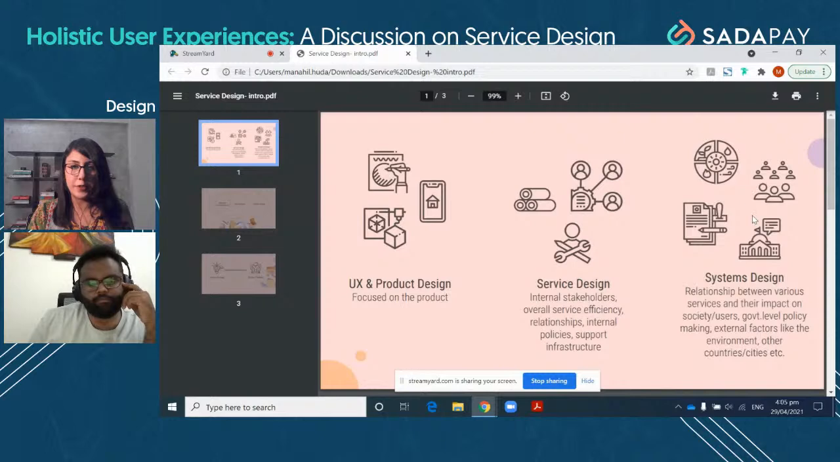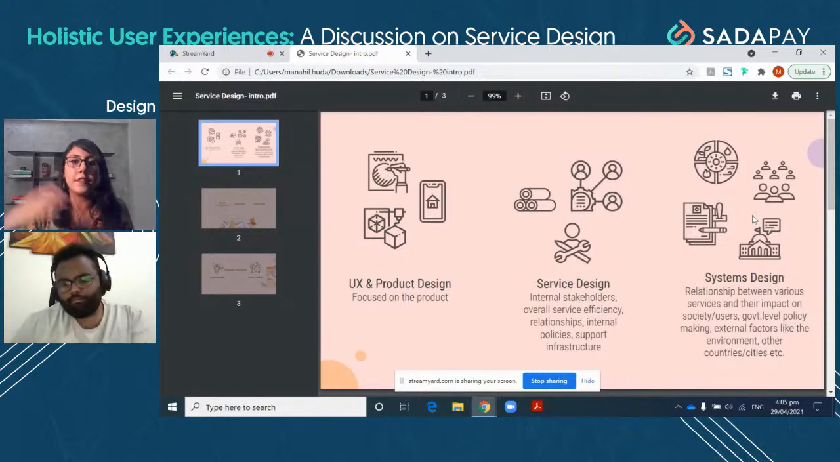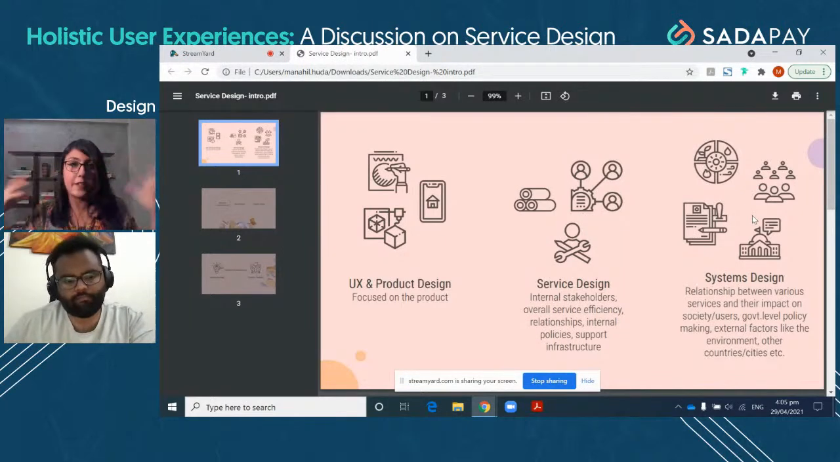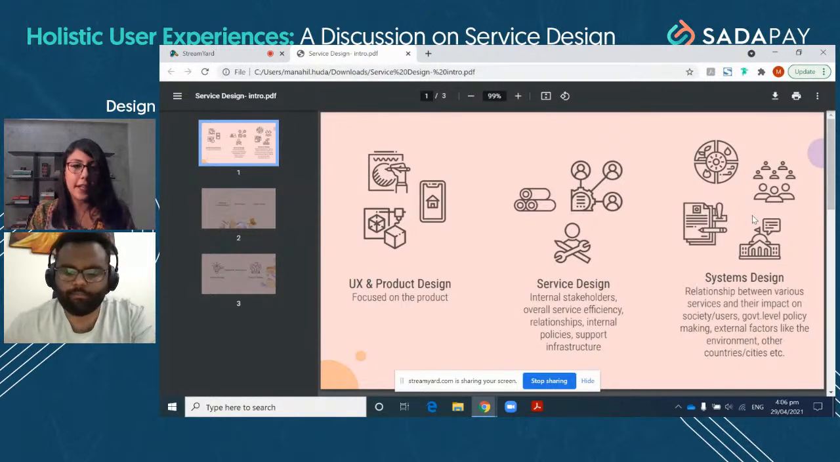And then there's systems design. I'll just briefly touch on it. So systems design is one step ahead of service design, where we're looking at the relationship of various services with each other, and also the relationship of these services with the society, with people, with culture, with the government. What are the policies that the government is making? Then the external factors like technology or climate and environment. Dependencies, maybe what other countries are doing, what other cities are doing.